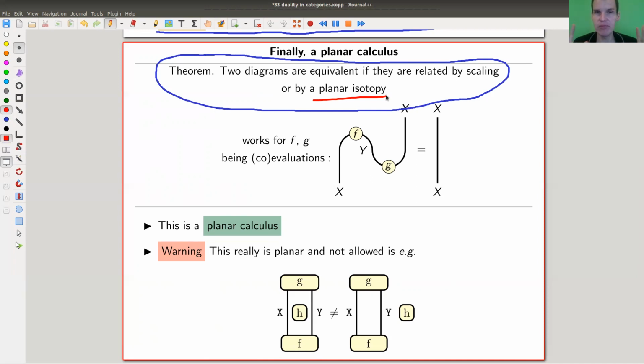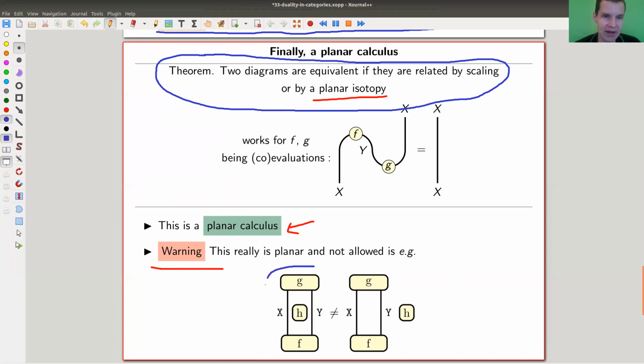Instead of doing some algebraic calculation, you could really use your topological intuition in those categories. So just pull strings around. Just be careful if you cross them. You need to turn your head and you get duals and everything. It's really, really nice, right? So it works as soon as you have some nice pivotal calculus. And this is really a planar calculus, and that's the whole point. Just one warning here, it's really planar.